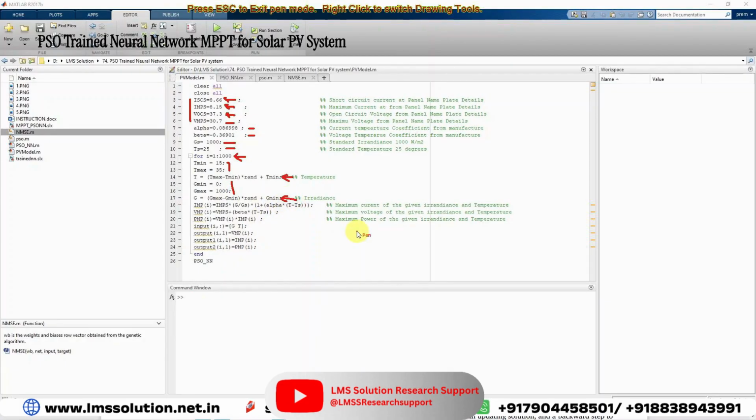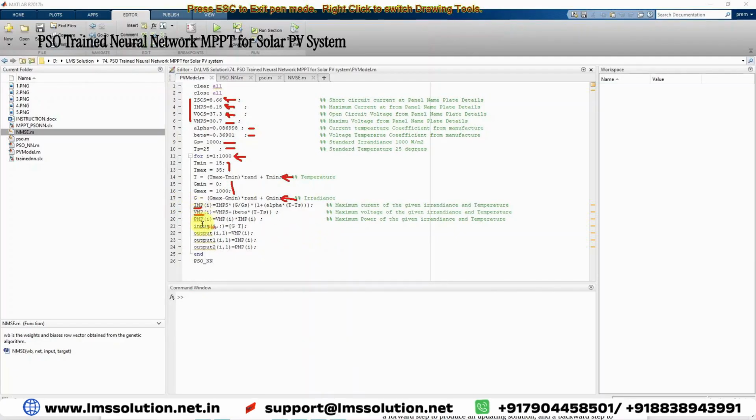This value is also going to be changed every loop increment. And you also have to collect the PV panel data, that means the current at maximum power point, the voltage at maximum power point, and the power at maximum power point.